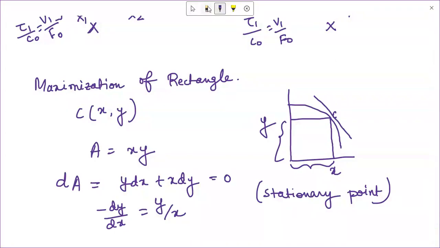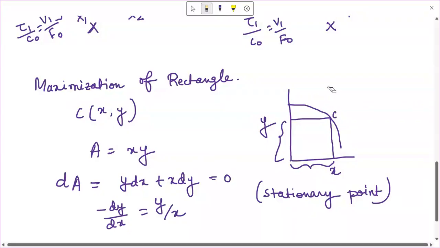Okay, I drew it a bit far from the curve. Let me draw it. So if you draw a tangent, then the slope of the curve at point C and this diagonal of the rectangle should be equal. These two quantities, this line over here and the slope of the curve at point C, they should be equal.